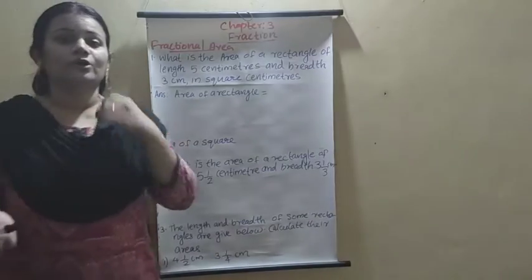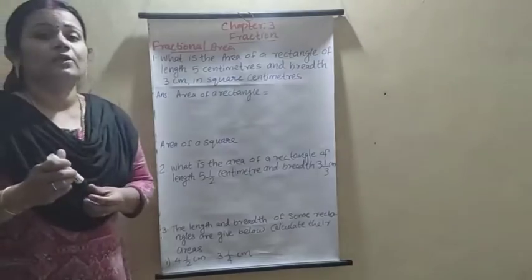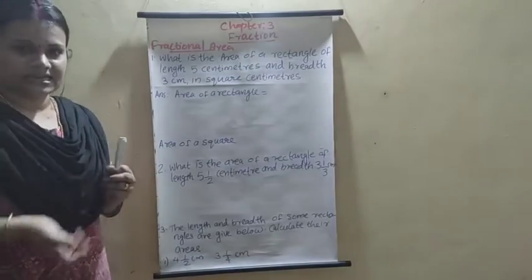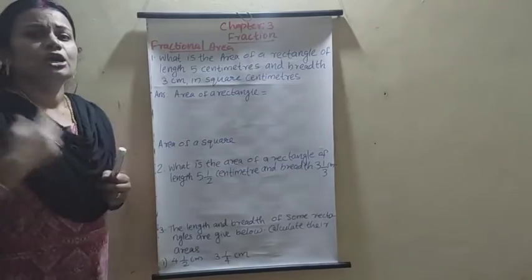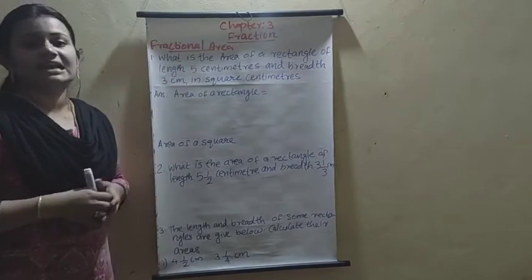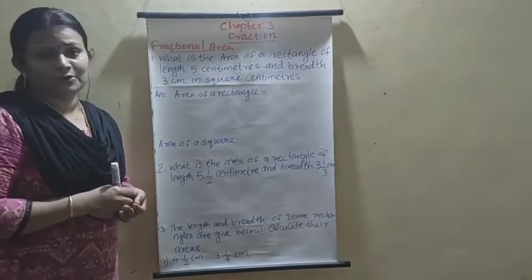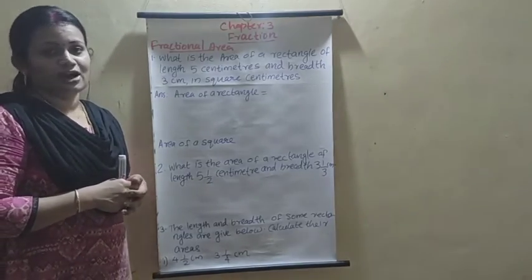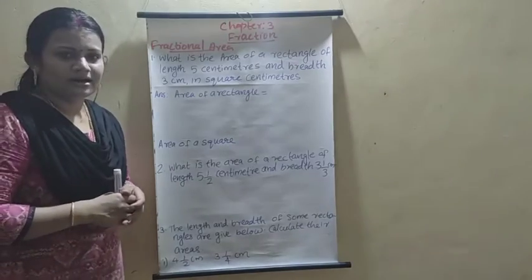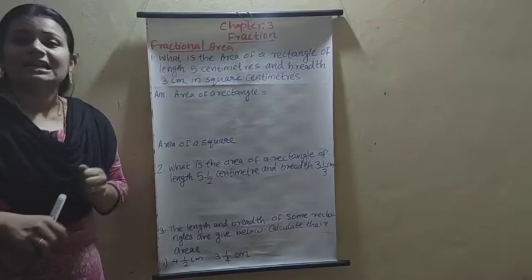Okay, children, now we are going to continue the same chapter, fractions. Now we are going to study fractional areas. Last class we discussed parting, timing parts. So many topics we have learned. The next topic is fractional area. We already studied area and perimeter. Do you remember? Area of a square, area of a rectangle, perimeter of a square, like that. Okay. Now we are going to study the fractional area.